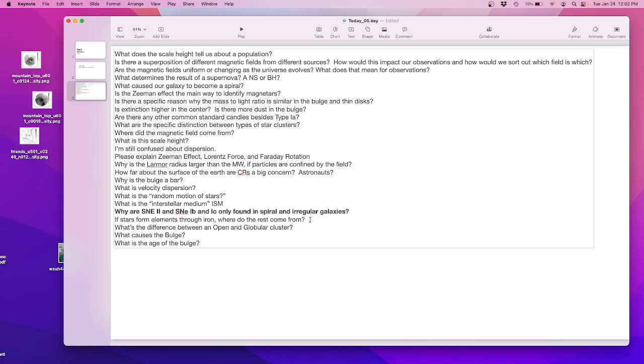Smashing crap together, really. I don't know if I have a good answer for you right now, but a good answer will come over the course of the semester. And what's the age of the bulge? The bulge, I mean, it's a thing that's old but has young stuff in it. So hard to say if you're talking about which part of the bulge, because there's clearly young star forming regions in it, but it's clearly at least as old as the galaxy, probably older. Okay.